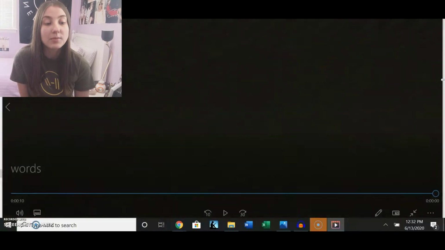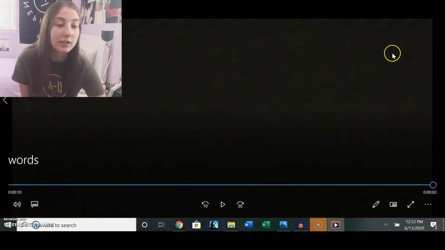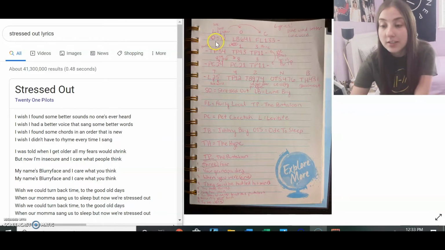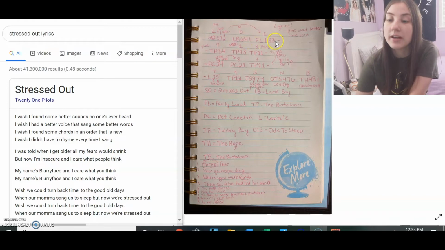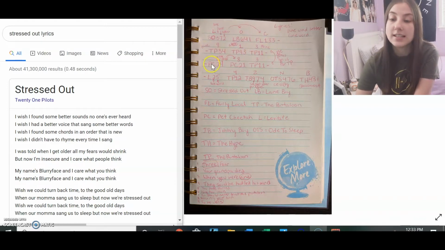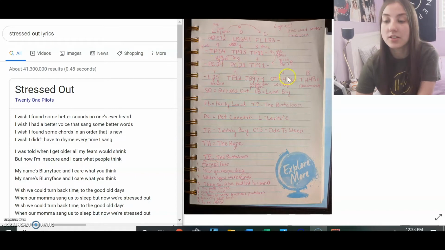I copied those letters and numbers that were flashing across the screen into a notebook, so I'm going to open that now. This is what that looks like here. So it's SO572, LB641, FL133, then these TP ones with the dashes, and then these.